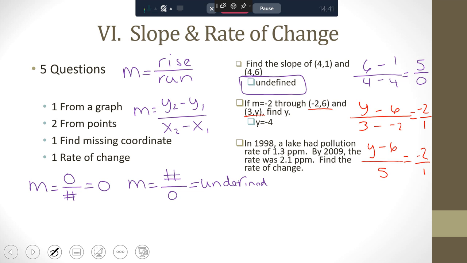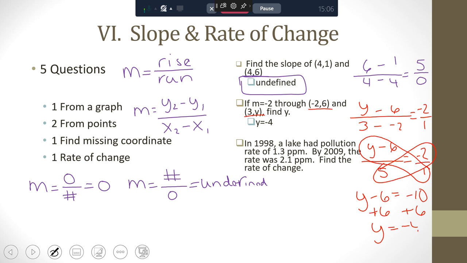Now, how am I going to solve this? Using what? Cross multiply. Okay, so I'm going to take 1. I'm going to multiply it by everything. So 1 times y is y. 1 times negative 6 is negative 6. 5 times negative 2 is negative 10. And then I'm going to add 6 to both sides. So y is going to equal negative 4.